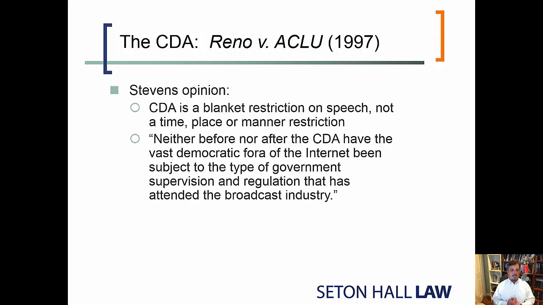Notice this quote, and this is a place where U.S. Supreme Court law is perhaps at the height of what we called cyber exceptionalism in our first module on internet governance. Notice this quote: "Never before has the vast democratic fora of the internet been subject to this kind of government supervision or regulation of the same sort that attends the broadcast industry." And what he's referring to there are the various decency rules, censorship rules in public television and public broadcasting.